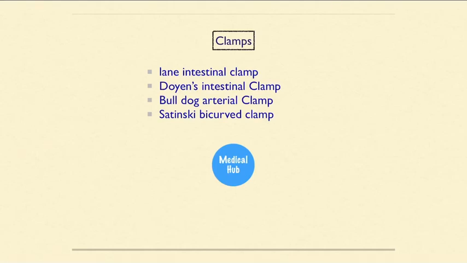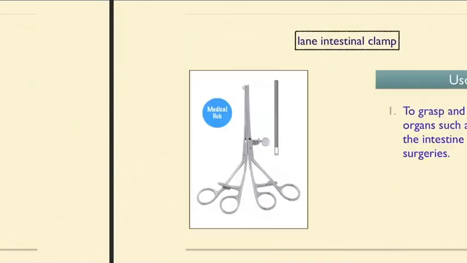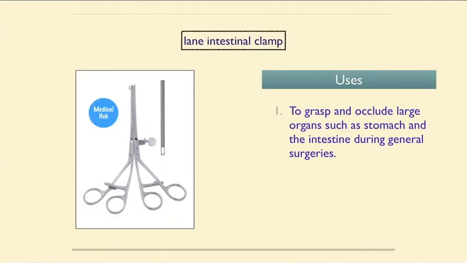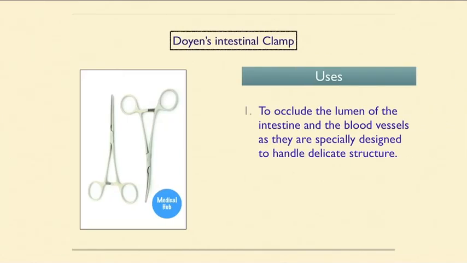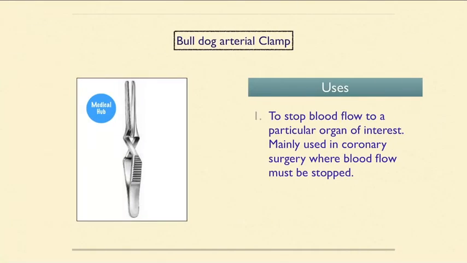Next we'll discuss about the clamps. Under this we'll discuss about Lane intestinal clamp, Doyen's intestinal clamp, Bulldog arterial clamp, and Satinsky bicurved clamp. So first one is the Lane intestinal clamp. It is used to grasp and occlude large organs such as stomach and the intestine during general surgeries. Next one is the Doyen's intestinal clamp. So it is used to occlude the lumen of the intestine and the blood vessels as they are specially designed to handle delicate structure.